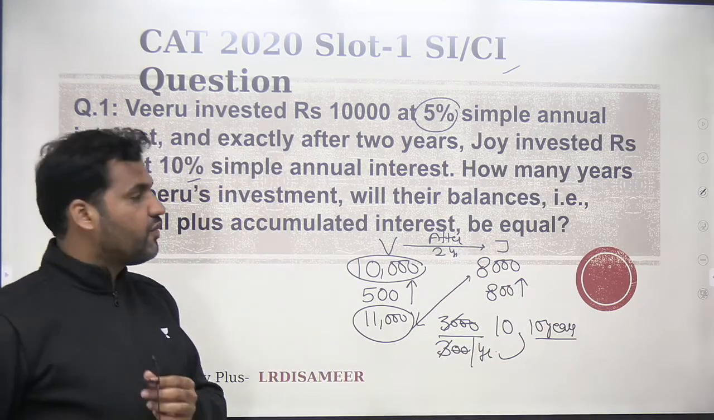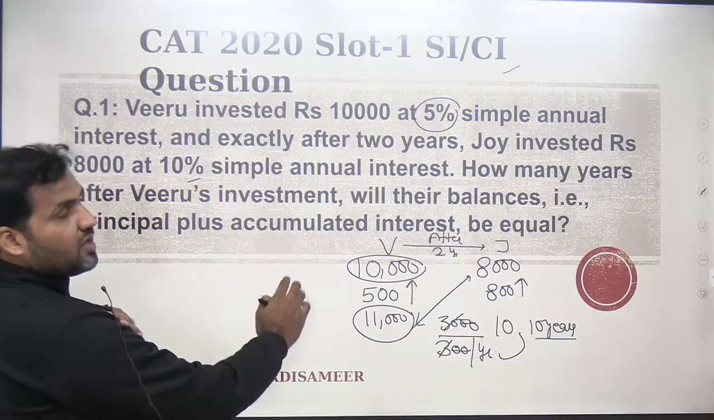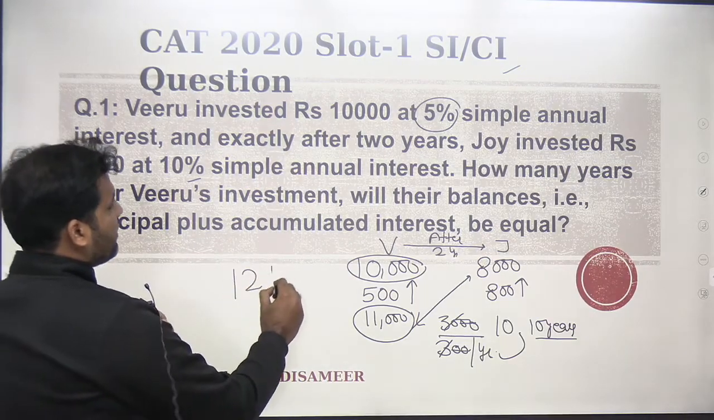After 12 years of Viru's investment, both of the amounts will be equal, and the answer to the question is 12 years.